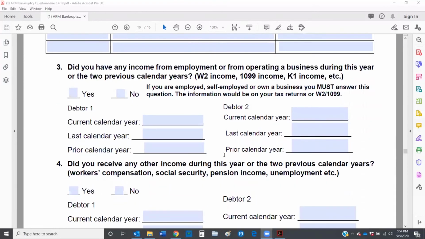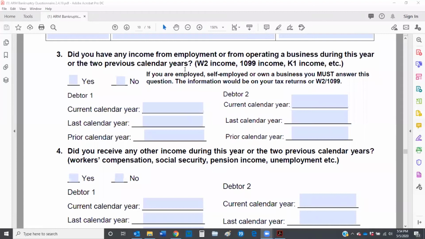These next 2 questions get our clients every time. Did you have any income from employment or operating a business during this or the last 2 years?